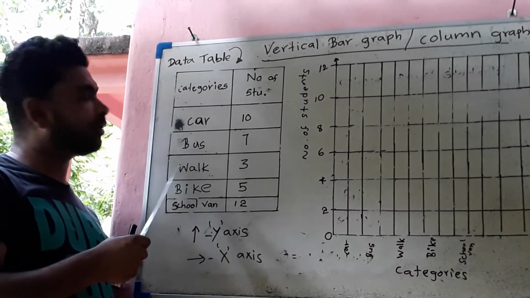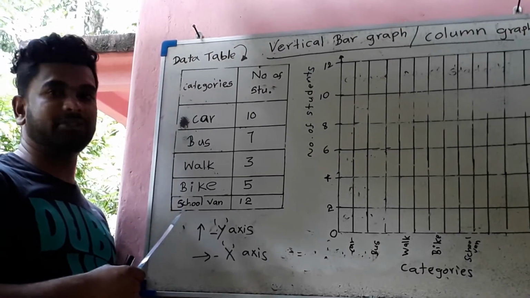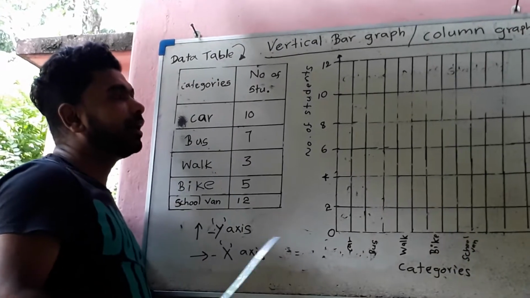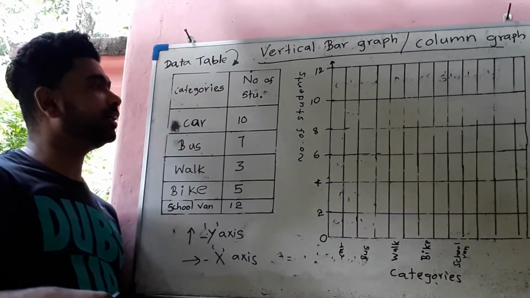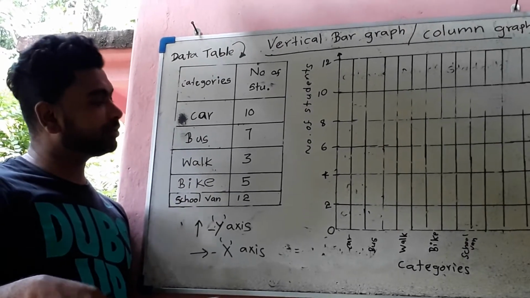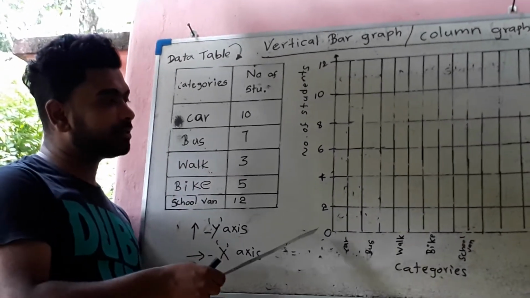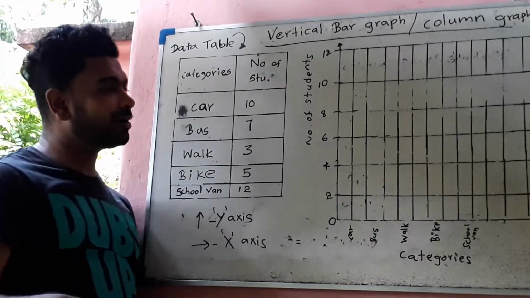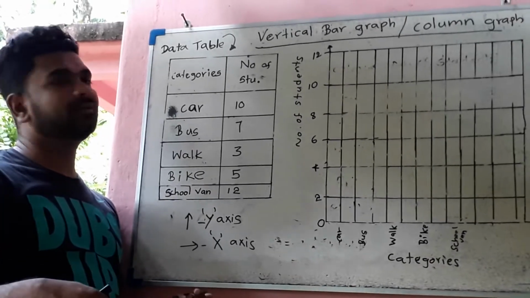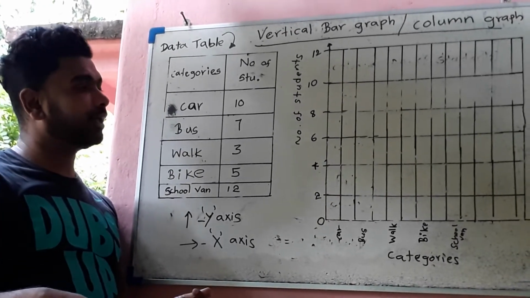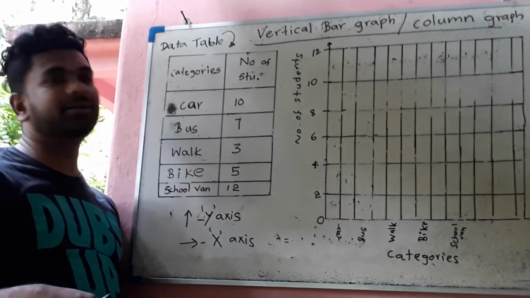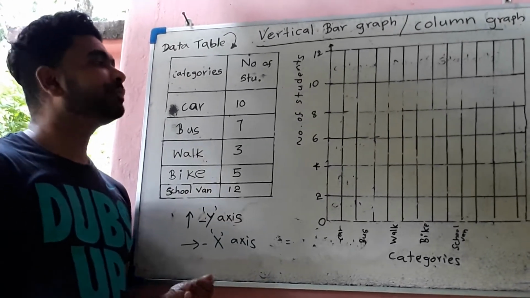For the x-axis, I have used the categories, that means the mode of travel of the students to school. And for the y-axis, I have used the frequency, or the number of students. Here is the 0. And onto the horizontal axis, I have used these modes of travel of students to school, or categories.